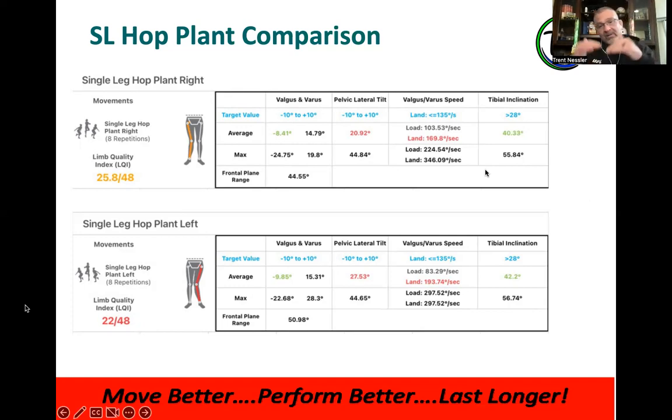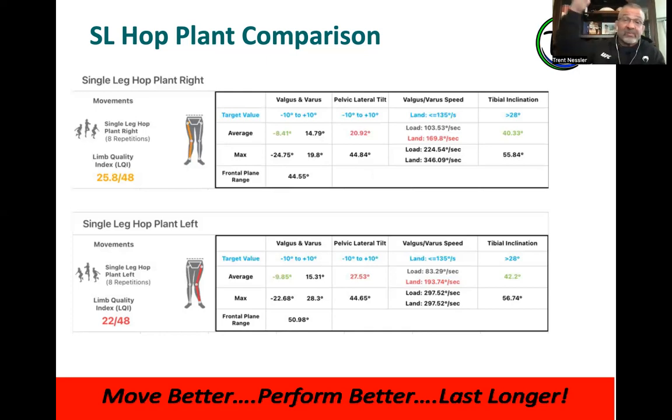And again, I would really look through that report to see, was it when he had his max valgus of 24 degrees, was that equal to that 346 degrees per second? This is something I'm going to definitely be addressing. The other thing is too, his pelvis is moving a lot. His pelvis was moving an average of 20 degrees versus the 10 that it should. So he's having a really hard time controlling his pelvis.